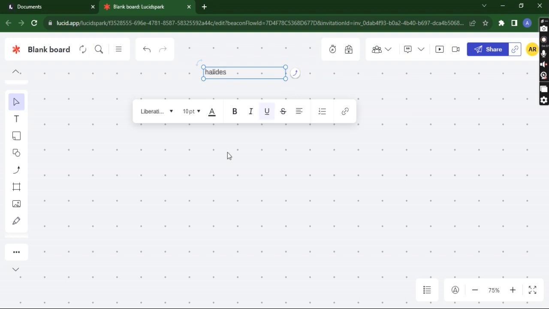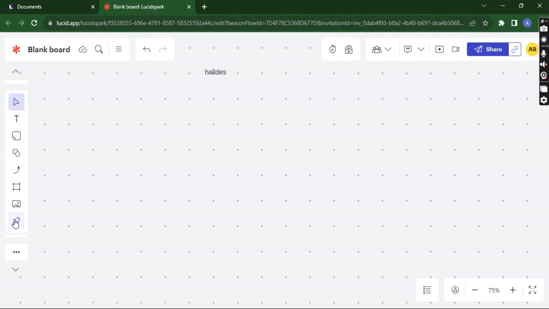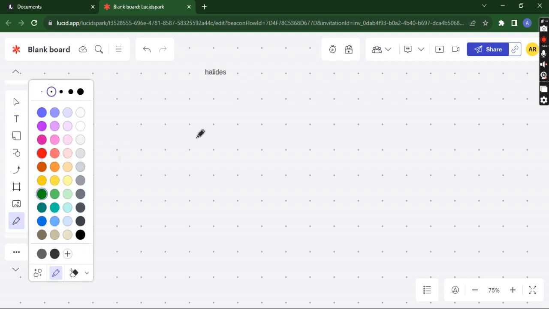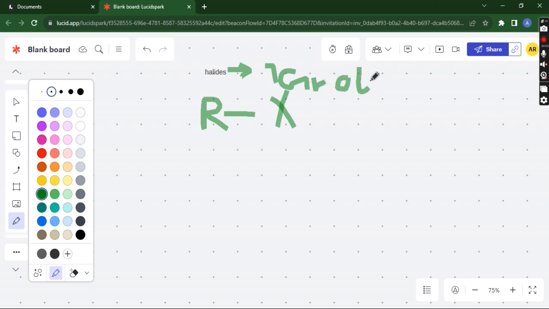Alkyl halides. When we talk about halide, we mostly represent it like this, right? So this is R and this is X. Here R represents any hydrogen or carbon atom attached with this halide. Now what is halide? Halides are the elements that belong to group 7, right? Let's say fluorine, chlorine, bromine, iodine. We don't talk about astatine, but we talk about fluorine, chlorine, bromine, and iodine. That comes in group 7, right? So these are halides.